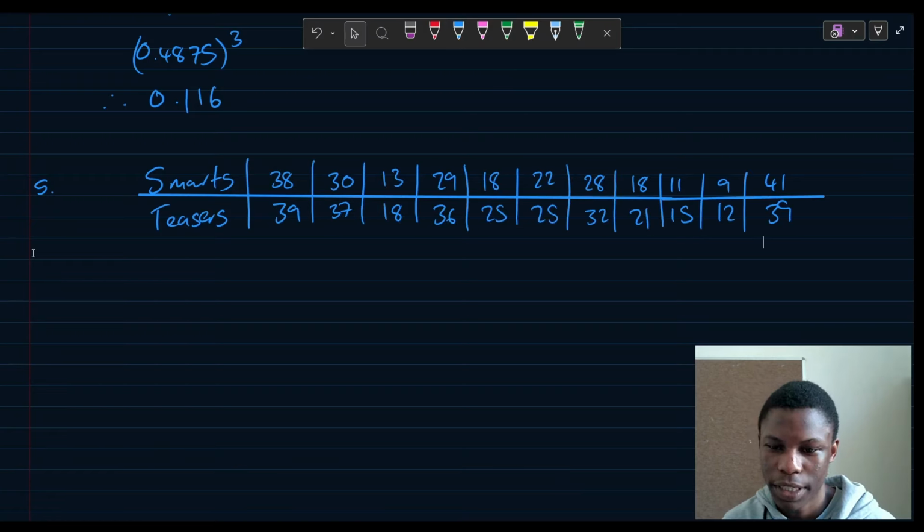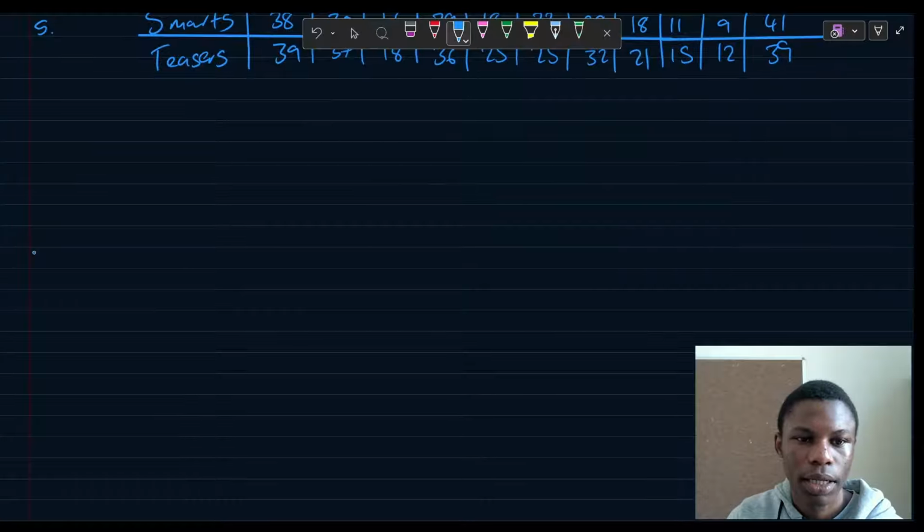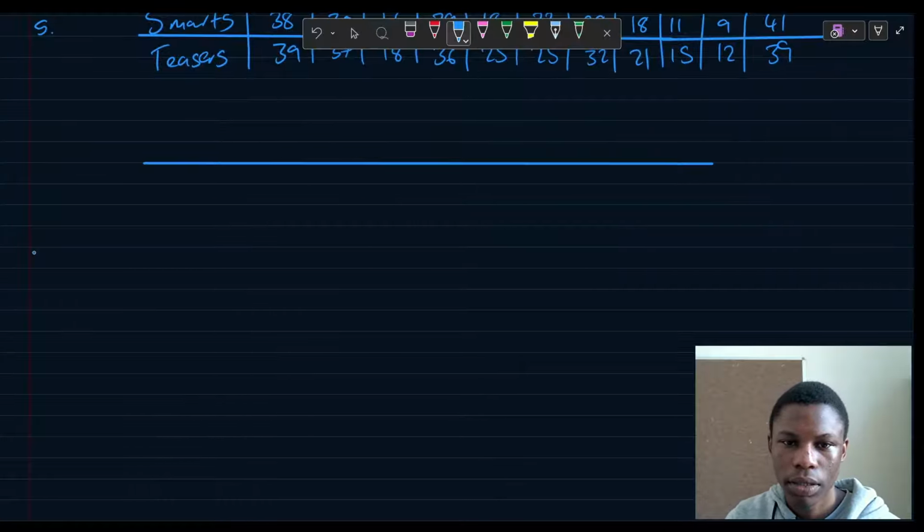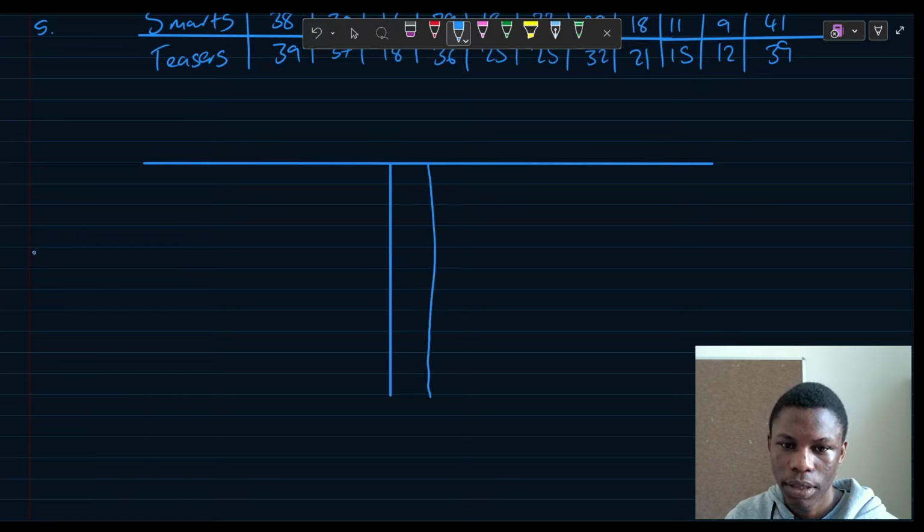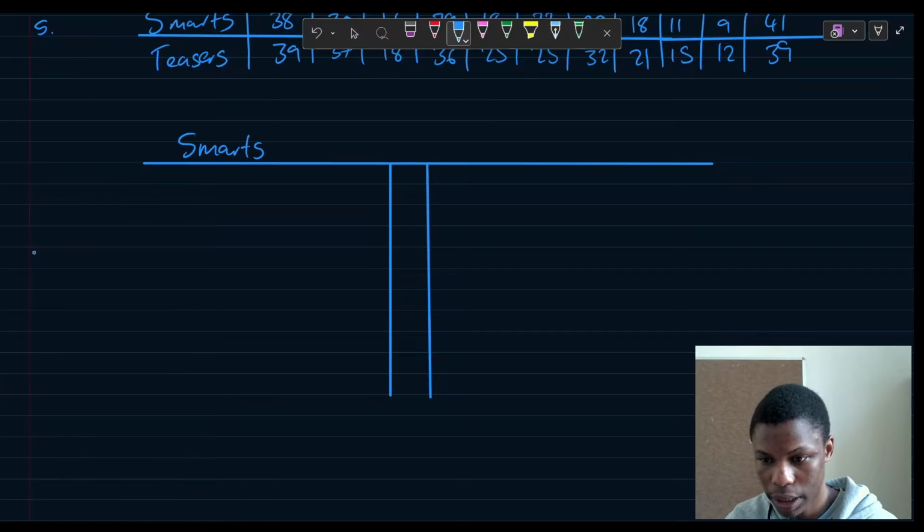Question number 5. The Smarts and the Teasers are 2 quiz teams that each contain 11 members. Both complete a puzzle, and the following table gives the times taken in minutes by the members of each team. Part A. Represent this information in a back-to-back stem and leaf diagram with Smarts on the left-hand side. So let's draw our stem and leaf. I'm going to put Smarts on the left as instructed, and then Teasers on the right.